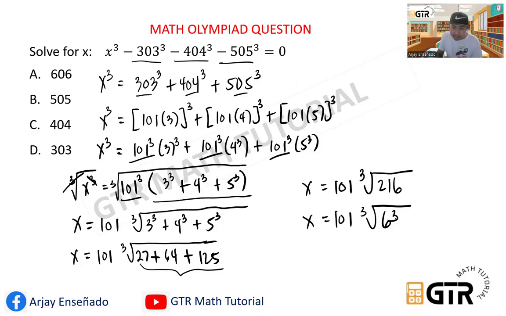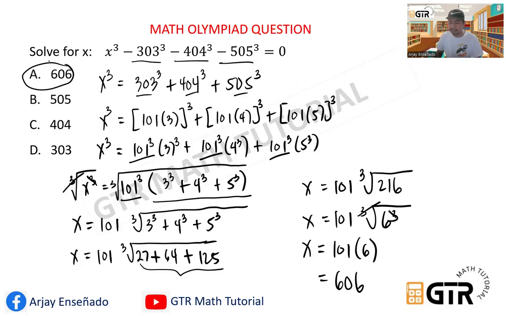So we have the same exponent and index. Therefore, the cube root and the cube will cancel each other out. Final answer: x is equal to 101 times 6, and that is equal to 606. Therefore, the correct answer is letter A.